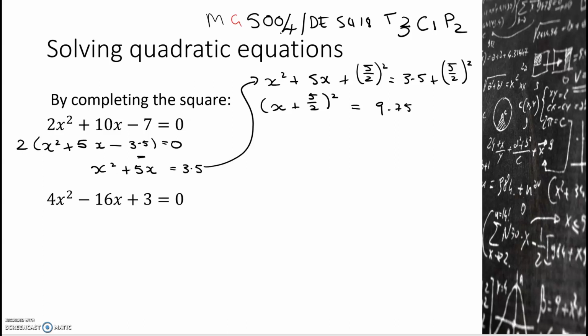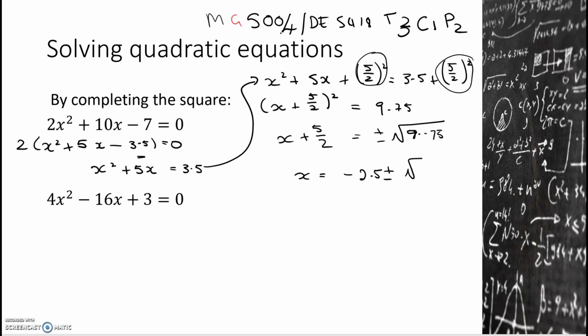We had taken this, we'd added 5 over 2 squared to each side. We'd simplified the right hand side, so we got that. Now we can take the square root of each side, making sure we've got the plus or minus square root, and then x is equal to negative 2.5 plus or minus the square root of 9.75. Now, depending on how you want your answer, it's approximately 0.622 or negative 5.622.